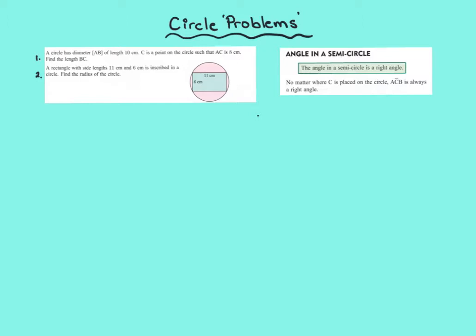So we're going to deal with some circle problem questions. I don't know if you have heard of angle in a semicircle before. Pretty much what it is saying is that the angle in a semicircle is a right angle. So no matter where C is placed on the circle, ACB is always a right angle.